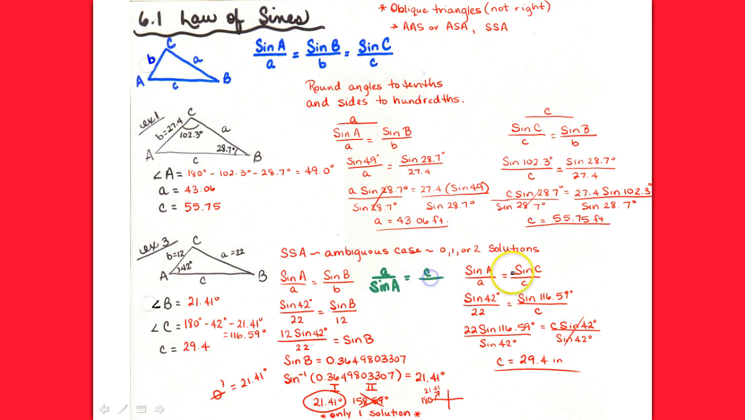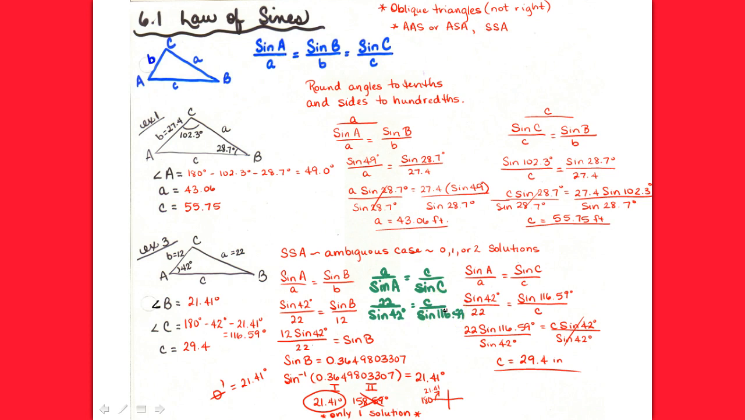If I wanted to, when I'm solving over here, I could have written my formula in that way. So now I've got 22 over the sine of 42 is equal to C over the sine of the 116. So if I want to solve, I don't have to cross multiply and divide. All I have to do is just multiply both sides by this sine 116.59 and I've got my variable alone, right?